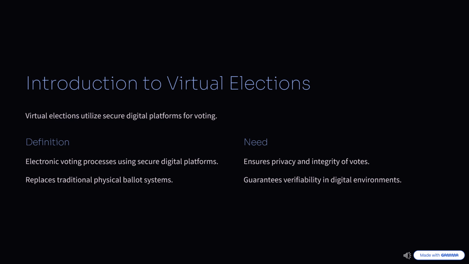So why do we need virtual elections? In the digital age, traditional systems are often too slow, costly, and vulnerable to errors. Virtual elections address key concerns. They ensure voter privacy, meaning no one can trace your vote. They maintain the integrity of votes, so no one can tamper with results. And most importantly, they offer transparency and verifiability in an increasingly complex and digital world.